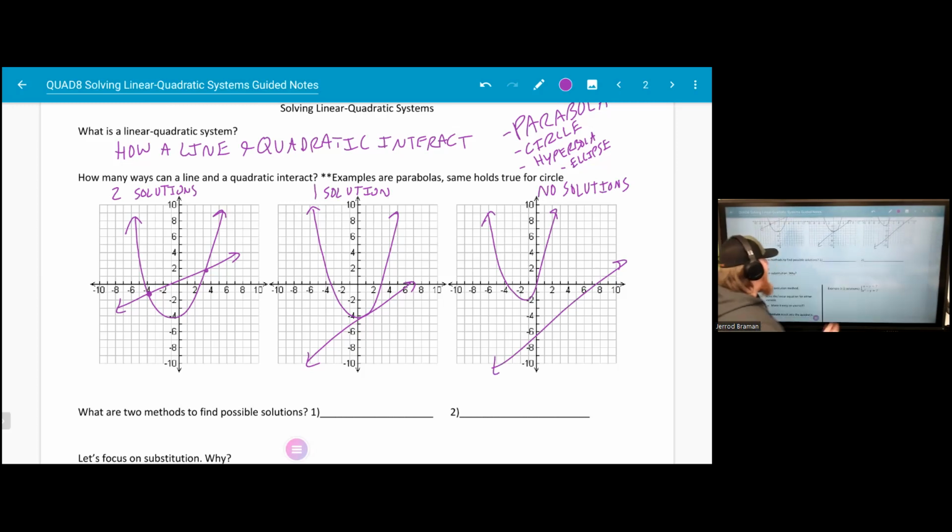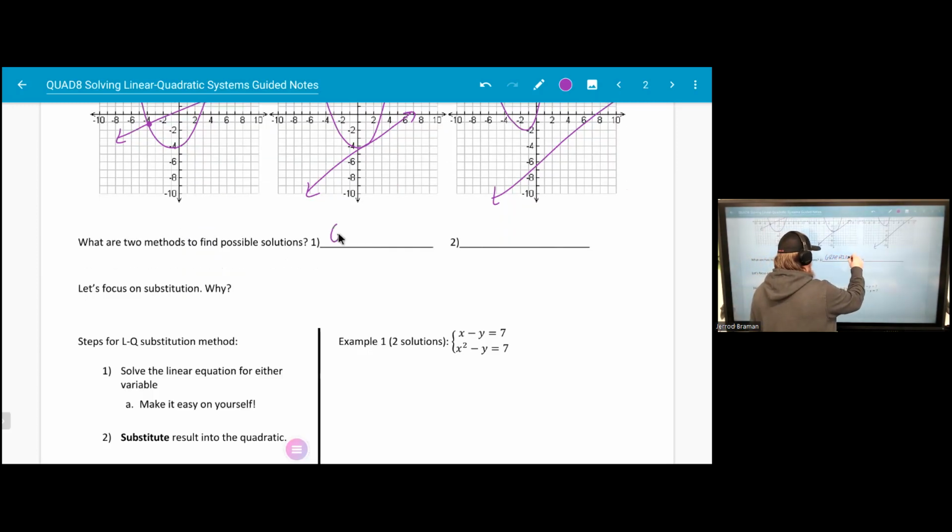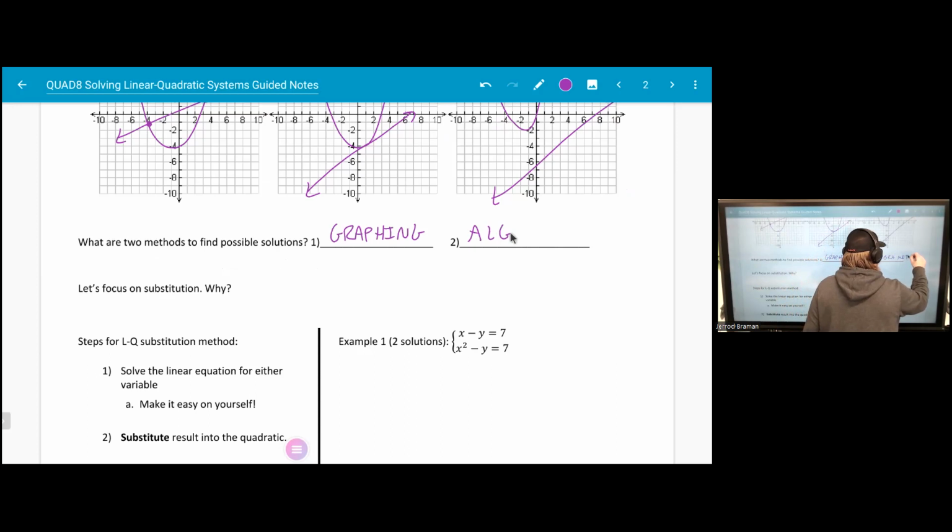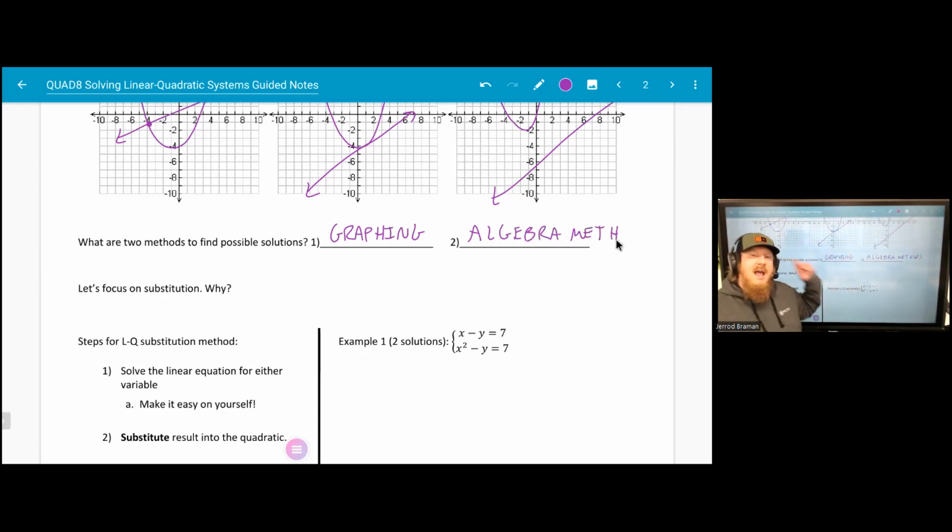What are a couple different methods? Well, we could do graphing, or we could do algebra methods. Because we want accuracy, we're going to focus on algebra methods. And more specifically, we're going to focus once again on substitution, because it's basically the same thing.